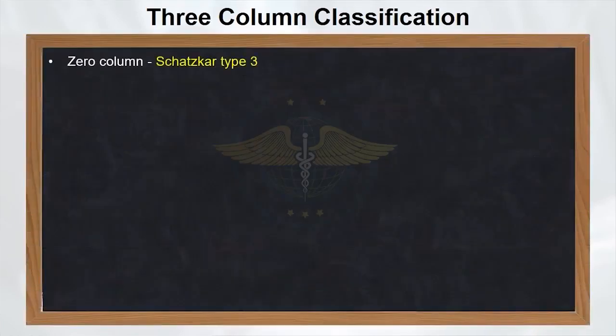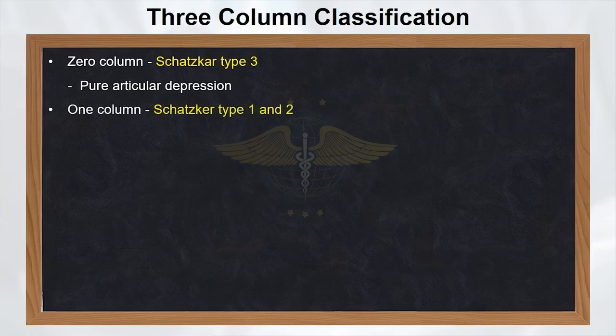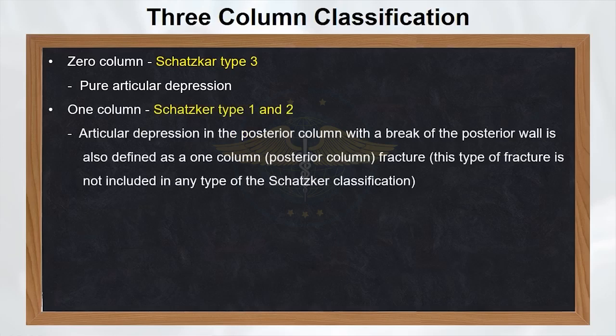If we correlate the 3-column classification with the Schettker types, then in the 0 column, Schettker type 3, there is a fracture with depression. There is pure articular depression in the lateral tibial condyle. Then 1 column fracture is Schettker type 1 and 2. The articular depression in the posterior column with the break of the posterior wall is also defined as 1 column. This type of fracture is not included in any type of the Schettker classification. So that's why the 3-column classification is very, very important.